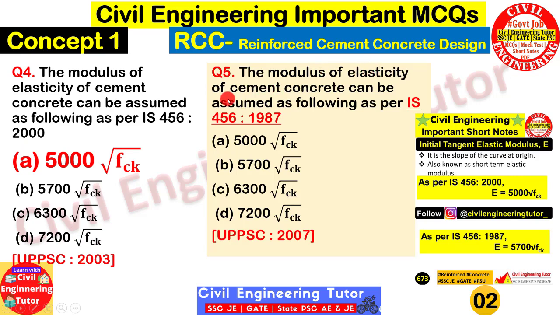Now moving towards the next question, question number 5. A similar question is asked again here, but you have to remember this point: here they have asked about IS 456 1987. So the corresponding value as per the older code 1987 will be 5700 root over FCK.